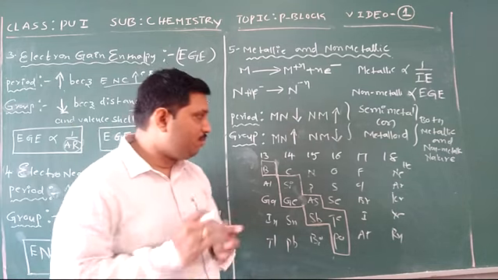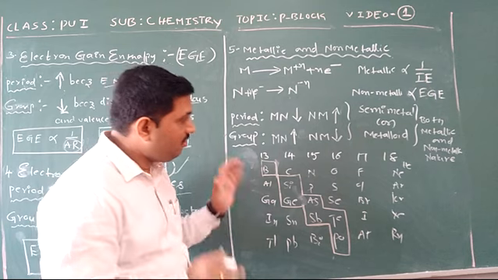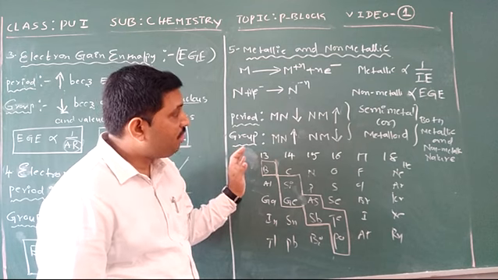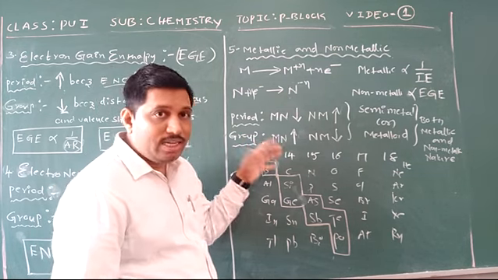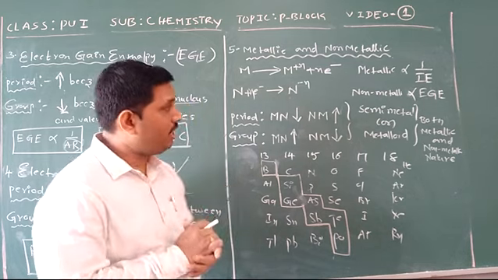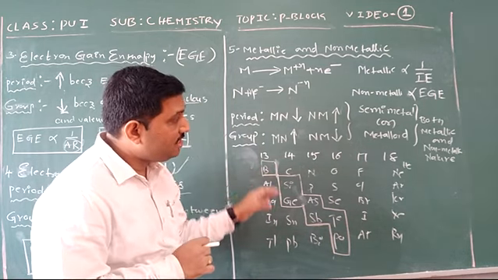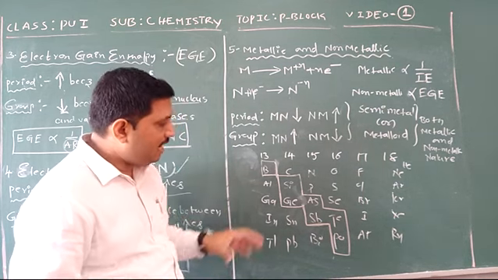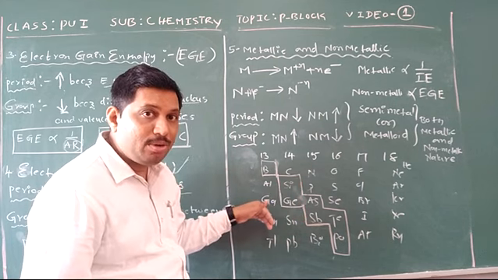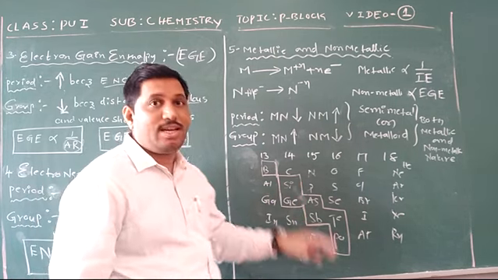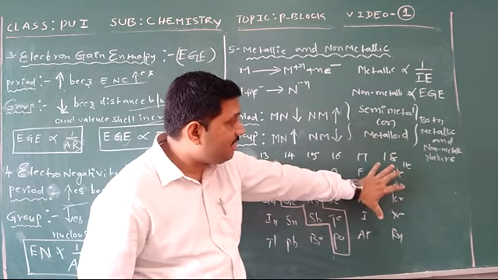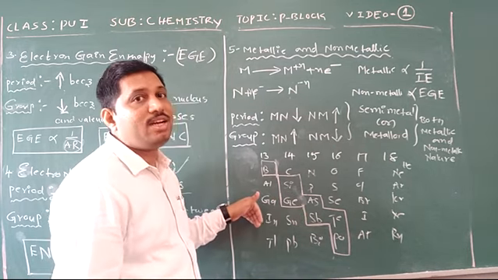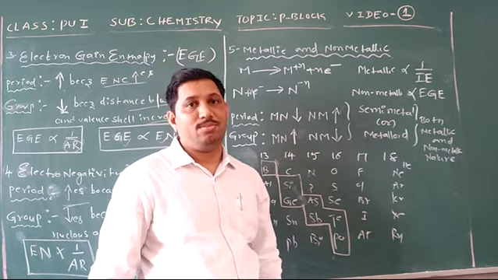Clear, students? Therefore, in the case of p-block elements, from left to right, the metallic nature decreases and non-metallic nature increases. Hence, it is clear that the elements which are present on the extreme left side of the p-block act as metals. The elements which are present on the extreme right side of the p-block elements act as non-metals, because metallic nature decreases and non-metallic nature increases.